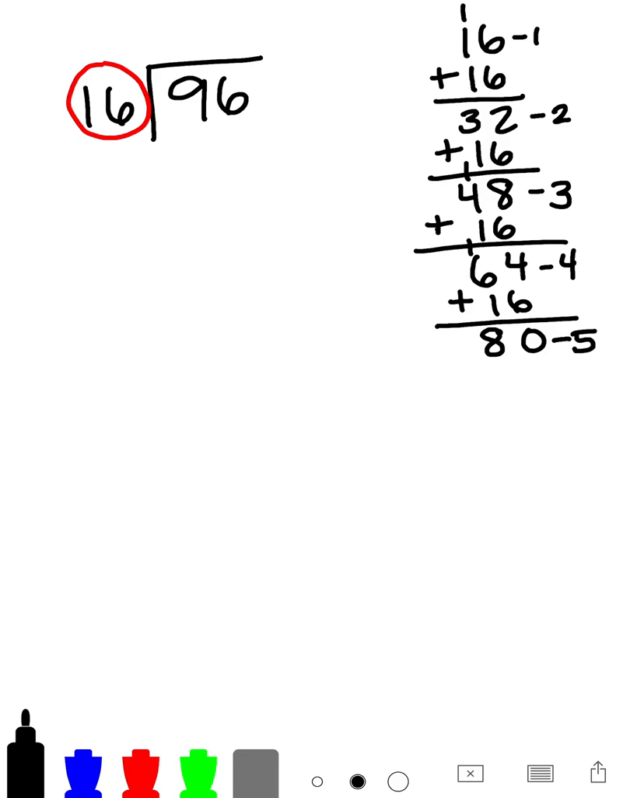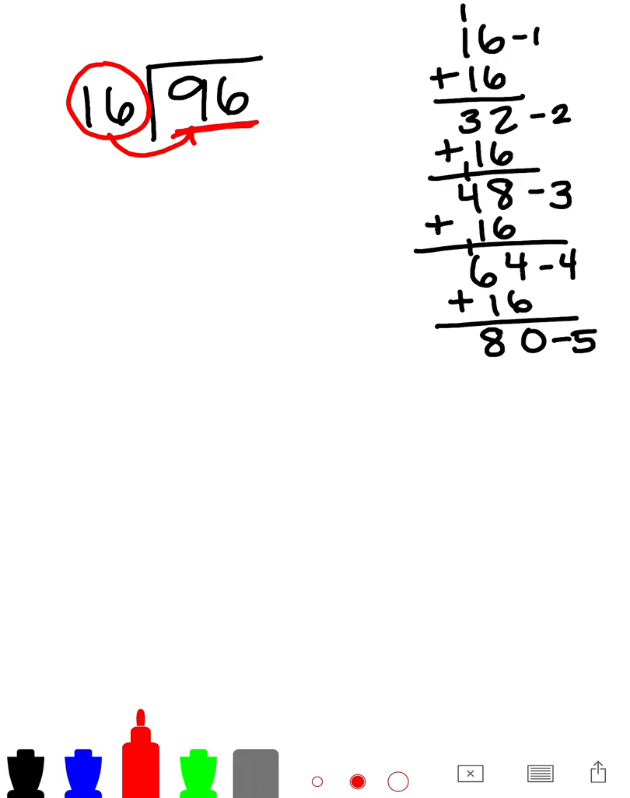Okay? Now let's look at this problem. And I can already see the problem we're going to have. Can 16 fit into 9? No, it can't fit into 9, right? But 16 can fit into 96. We just don't know how many times, okay?